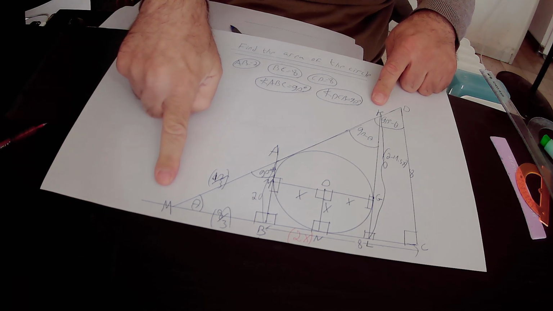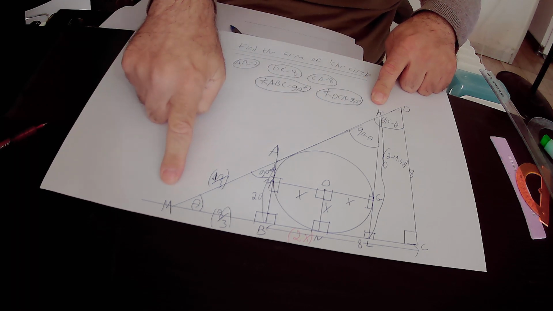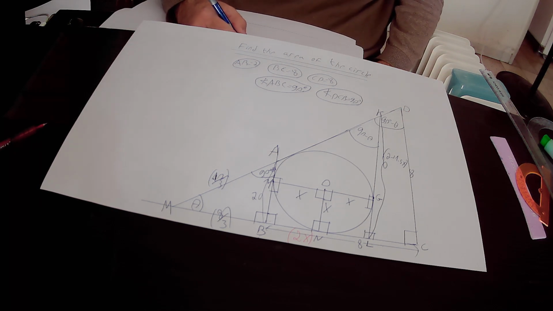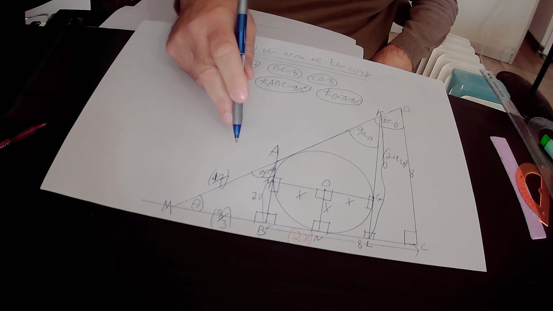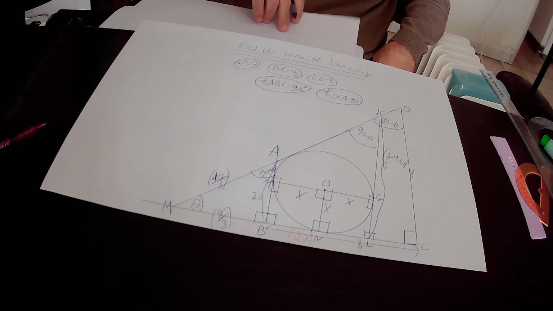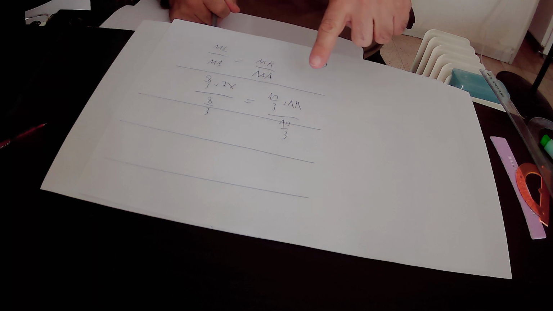MK. From the drawing, it is very easy to see that MK equals MA plus AK. So MK equals MA, that is 10 over 3, plus AK. So we substitute MK by 10 over 3 plus AK, over MA, that is 8 over 3, so we substitute MA by 8 over 3. In conclusion, we found that 8 over 3 plus 2x over 8 over 3 equals 10 over 3 plus AK over 8 over 3.